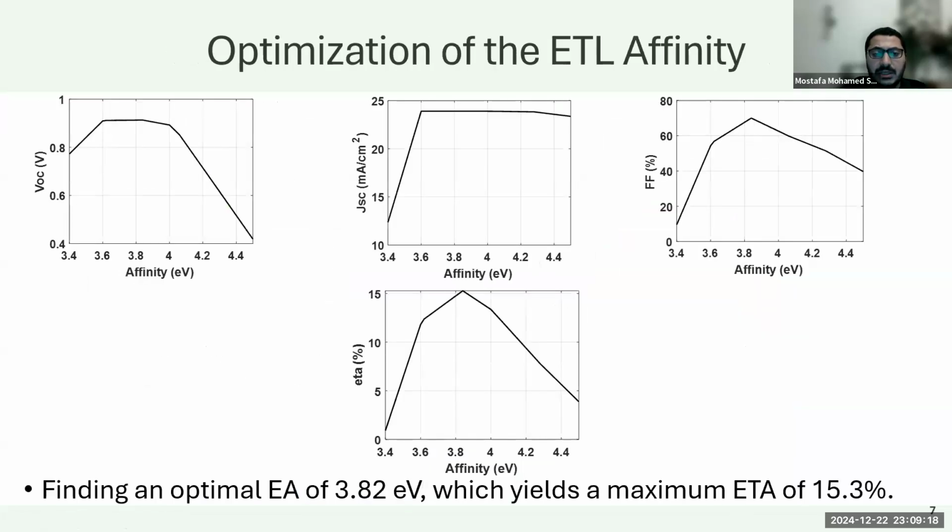To increase the efficiency, we will optimize this cell, starting by optimizing the electron transport layer affinity. We studied the electron transport layer affinity from 3.4 to 4.5 electron volt. The highest power conversion efficiency is achieved at 3.82 electron volt, which yields a maximum eta of 15.3%.